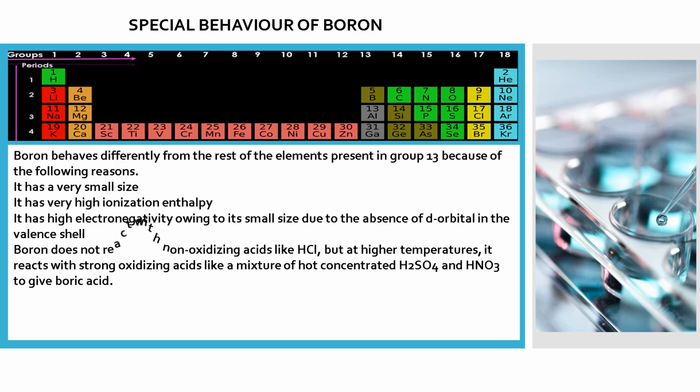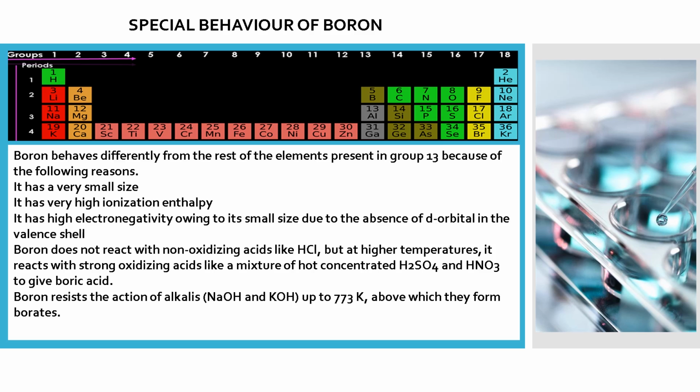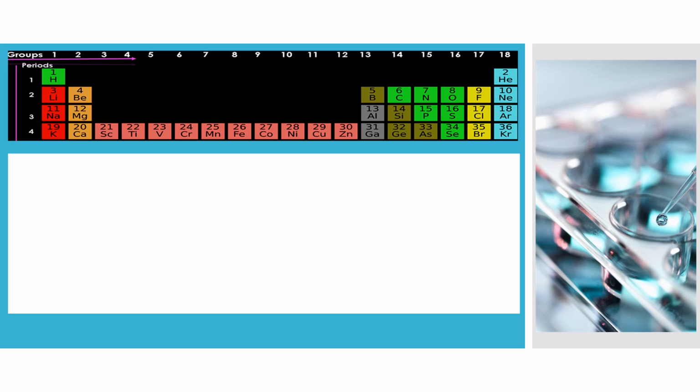It doesn't react with non-oxidizing acids like HCl, but at a very high temperature, it reacts with strong oxidizing acids like a mixture of hot concentrated sulfuric acid and nitric acid to give boric acid. Boron resists the action of alkalis as well, like sodium hydroxide and potassium hydroxide, up to the temperature of 773 K, above which they form borates. Only boron combines with metals to form borides.